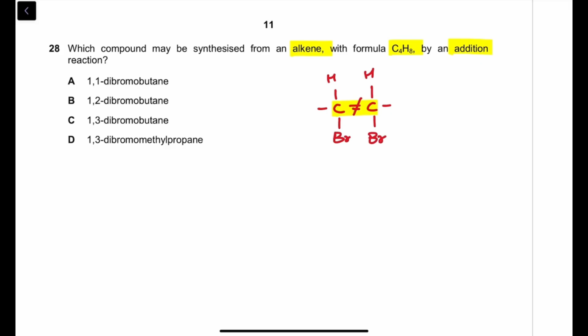If we look at option A, 1,1-dibromobutane suggests that the first carbon has two bromine atoms attached, which isn't possible. They have to be on adjacent carbon atoms, not the same carbon atom. So options C and D are also incorrect, and the only correct option is option B.